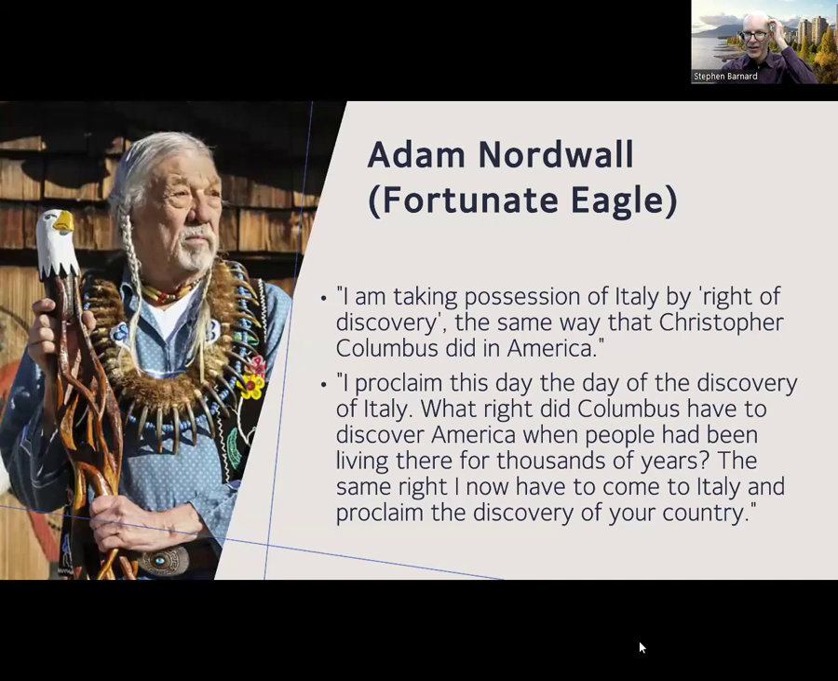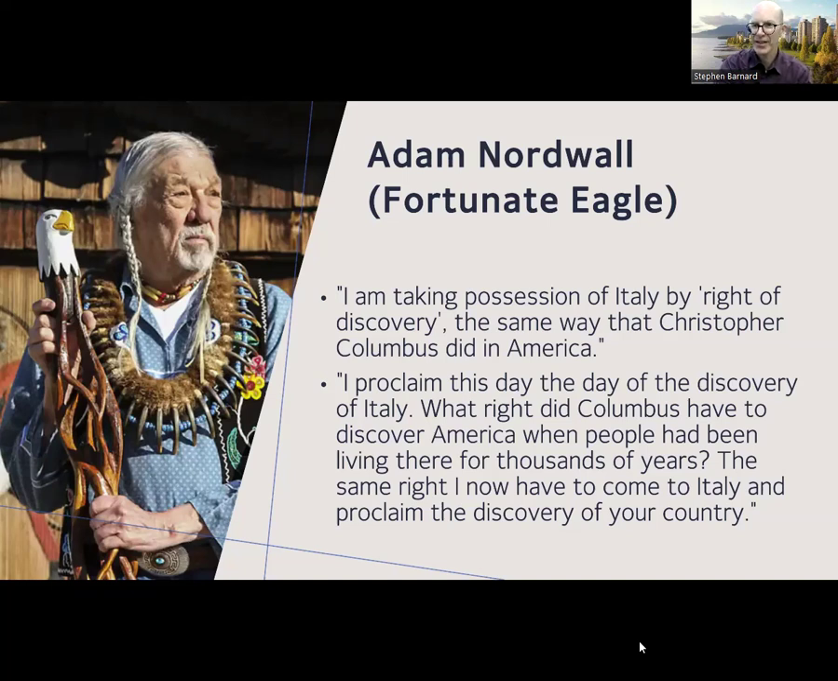And that point is that Christopher Columbus, according to this argument, traveled to a place far away from his home where there were people already living there, but he claimed the land of America as his by the right of discovery. I have come here. I am the first person to discover it, therefore it's mine. And he says, well, now I've come to Italy, and using that same logic, I am now going to claim Italy. The Italians have been living here for thousands of years, but that doesn't matter because natives had been living in the Americas for thousands of years, but Christopher Columbus used the logic that he was claiming it by the right of discovery.